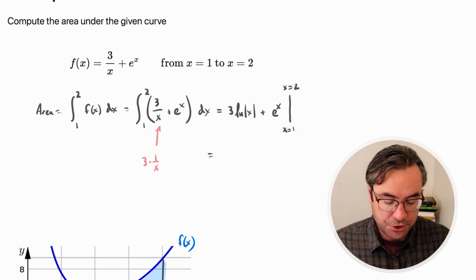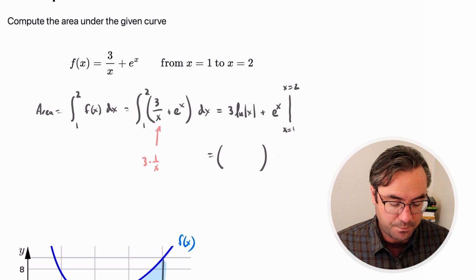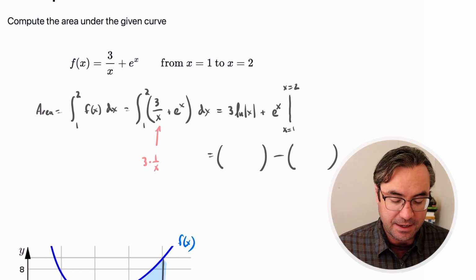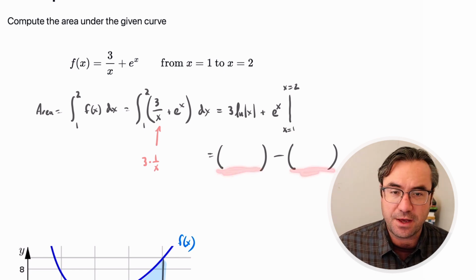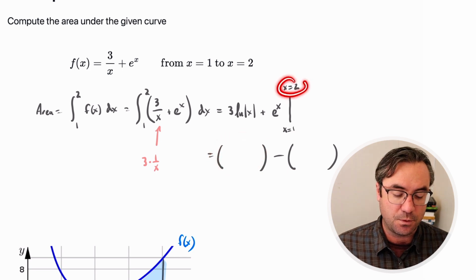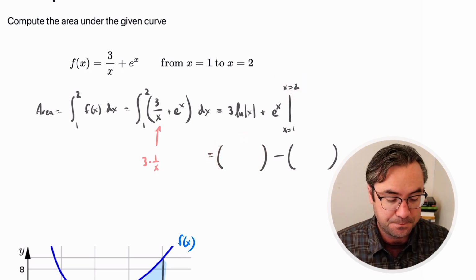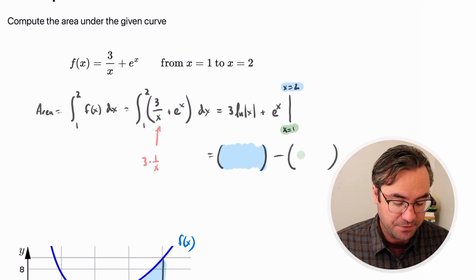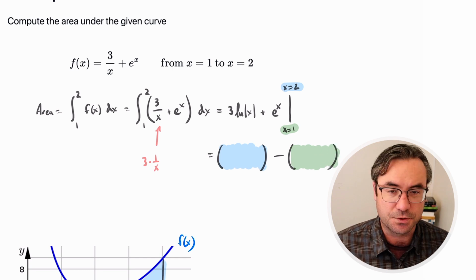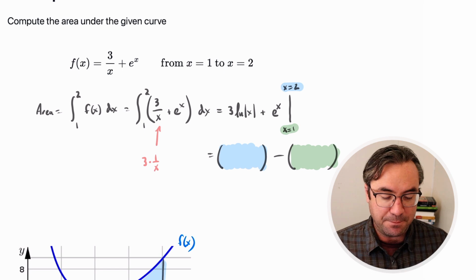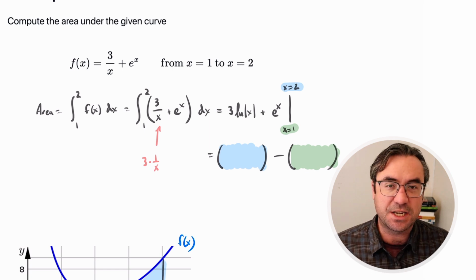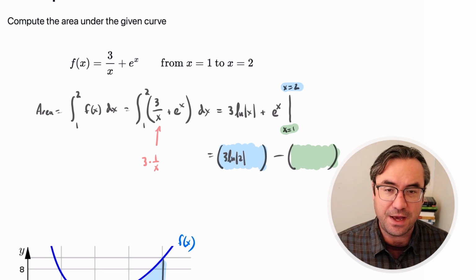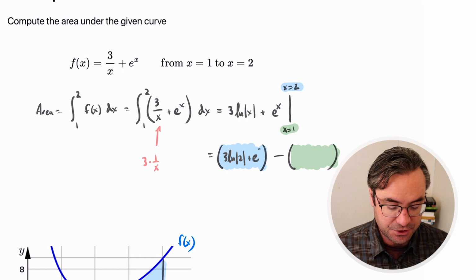So to make sure we get all the subtraction correct, it helps to set up a nice framework here for your evaluation. So one big set of parentheses for what we get when we plug in x equals 2. And then another big set of parentheses for what we get when we plug in x equals 1. So if we do that, let's get the 2 in there first. So we get 3 times natural log absolute value 2 plus e squared.